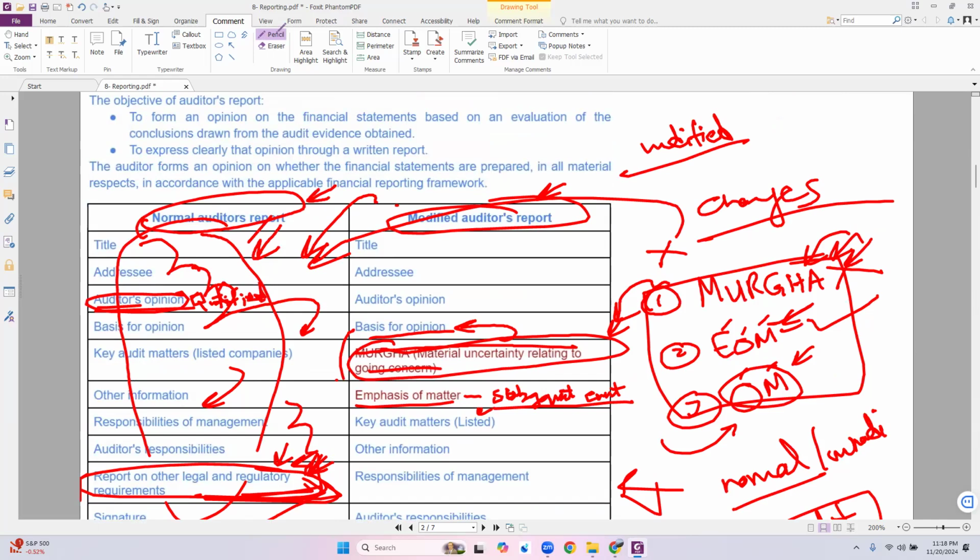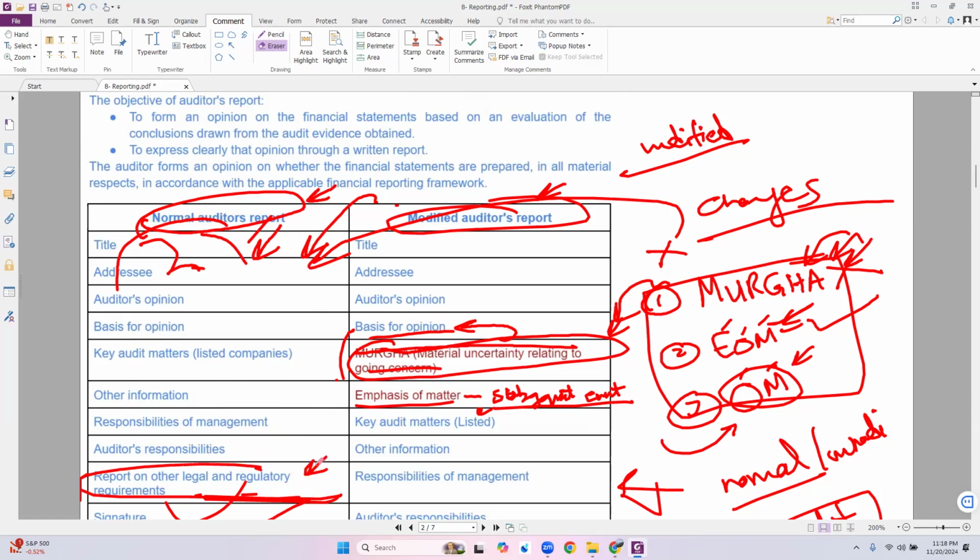Wait. In the normal audit report. Now, don't ask the question, sir, isn't the audit report being modified now? Exactly. No, it is not. Because the audit report can only be modified by these three paragraphs, please remember that. Nothing else. The audit report can only be modified by the three paragraphs.